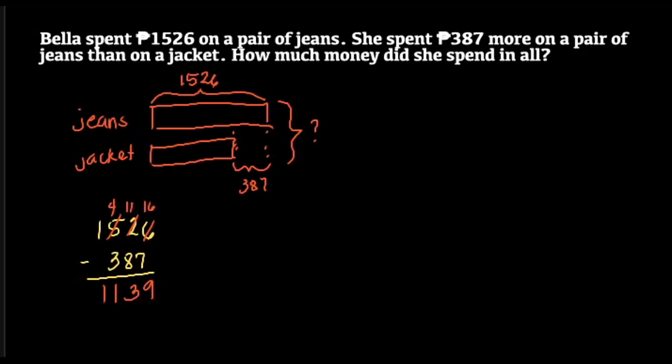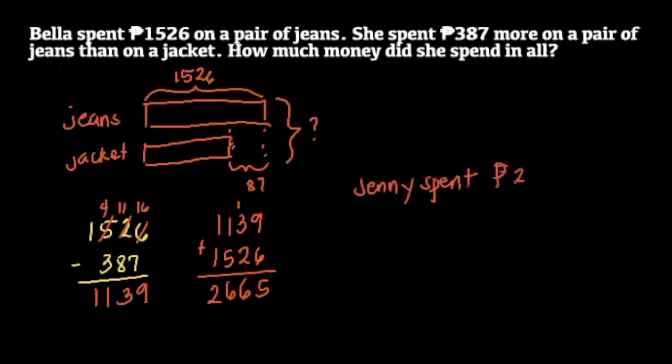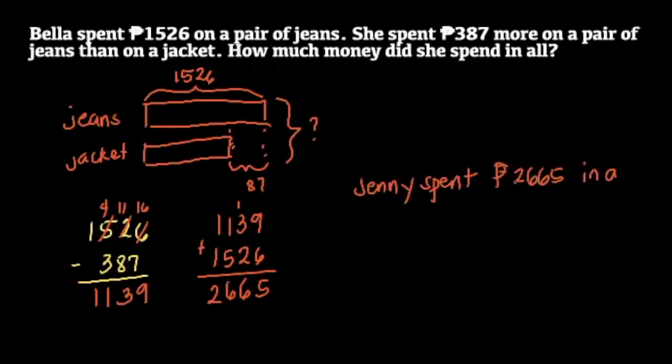Okay, now we have to get the total. So that's 1,189 pesos for the jacket and 1,526 pesos for the pair of jeans. So that would now be 9 plus 6 is 15. 15 ones, regroup 1. So that is 3 plus 1 plus 2 gives us 6. Then 5 plus 1 is 6. And then 1 plus 1 is 2. So that means that she spent 2,665 pesos in all. Were you able to get the same answer?